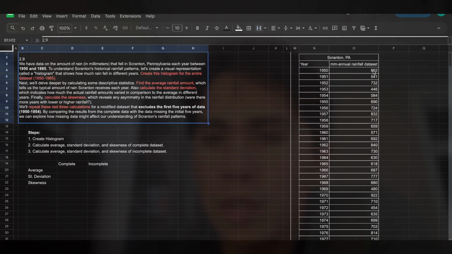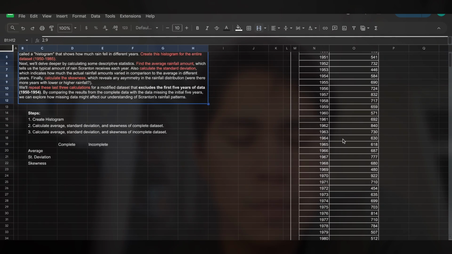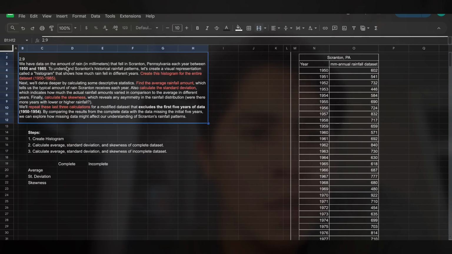These are all the values as they're shown in the book, by the way. To understand Scranton's historical rainfall patterns, let's create a visual representation called a histogram that shows how much rain fell in different years. Create this histogram for the entire dataset from 1950 to 1985. That will be our first step.